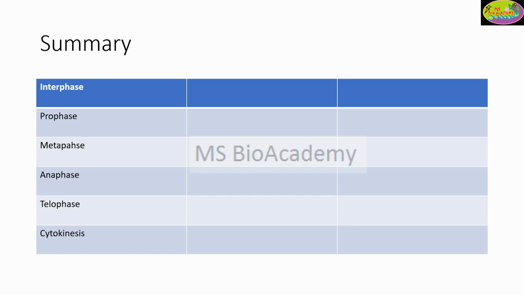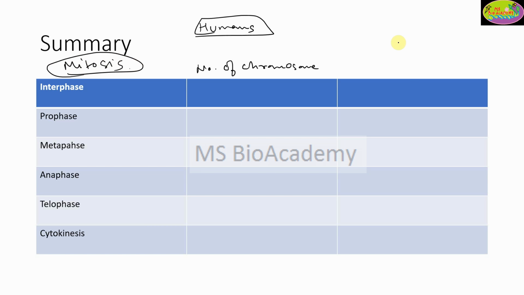Now if I summarize this in different phases, let's suppose for human beings the number of chromosomes is asked in the questions. How will you say the number of chromosomes and the number of sister chromatids? So in this column we'll take the number of chromosomes, and this is during mitosis only that we are talking about. We are not taking meiosis into consideration here. We'll talk about meiosis in the next video. And this is the number of chromatids.